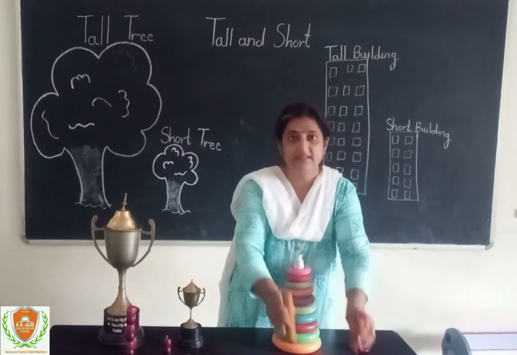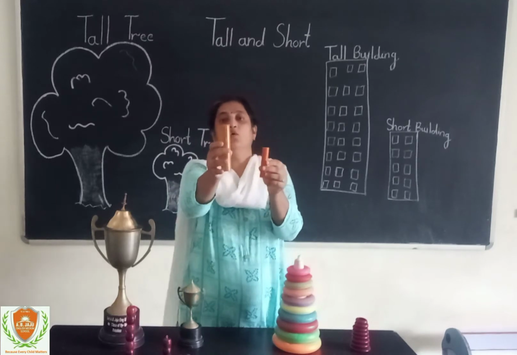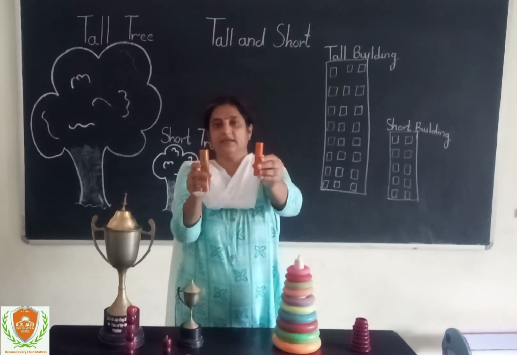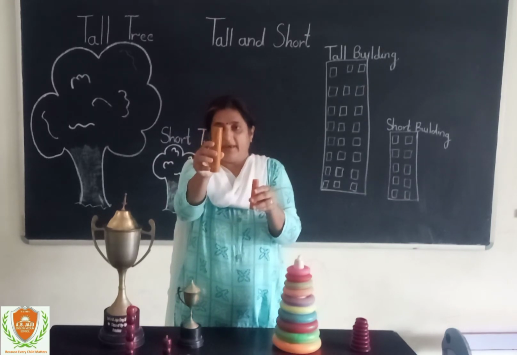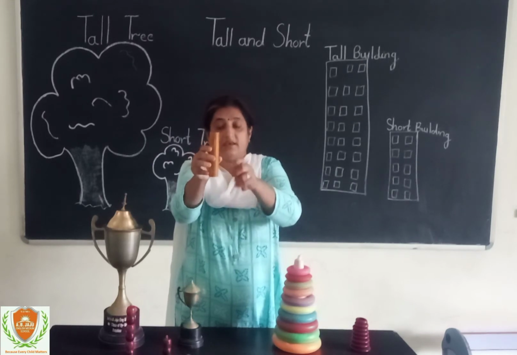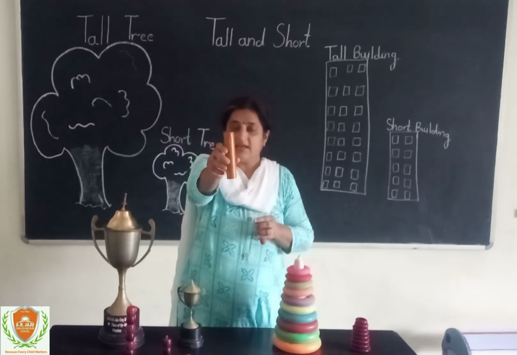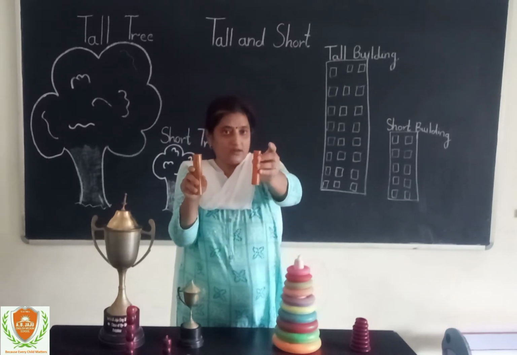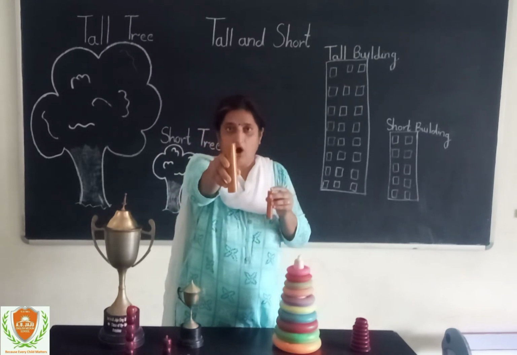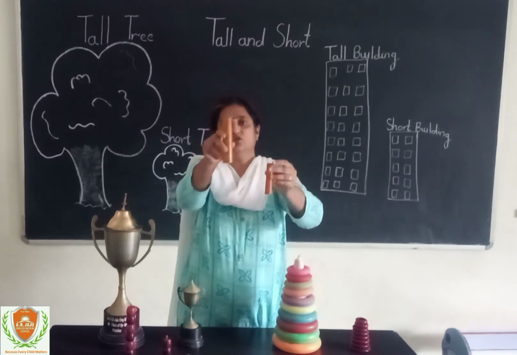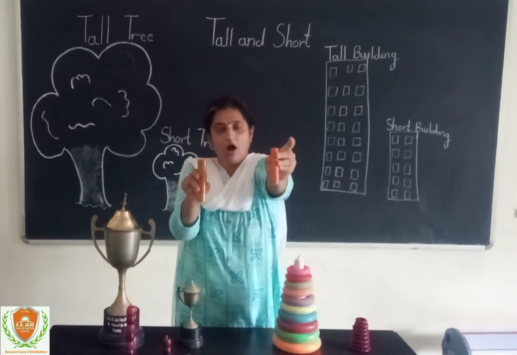Now students, these are two logs I have. Okay. One is the tall log and another is the short log. Why is this tall? You tell me. Because this log is greater in height. इसकी हाइट क्या है, ज्यादा है, और इसकी हाइट क्या है, कम है. So this is a short log, small log. This is tall. This is short. Tall log, short log.